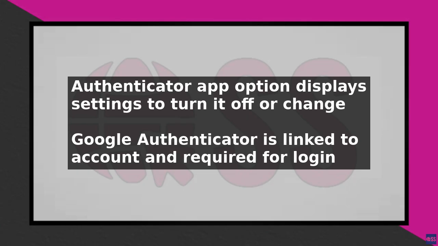Once you've completed these steps, Google Authenticator will be linked to your account, and you will be required to use it when logging in. The Authenticator app option will now display different settings, such as the ability to turn it off or change it, indicating that the setup is complete.